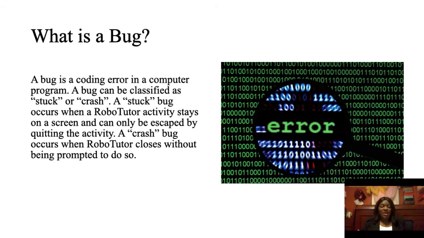Okay, what is a bug? A bug is a coding error in a computer program. For this project, we classified bugs under stuck and crash. A stuck bug is when the user is going through an activity and the application continues to run, but that activity gets stuck.